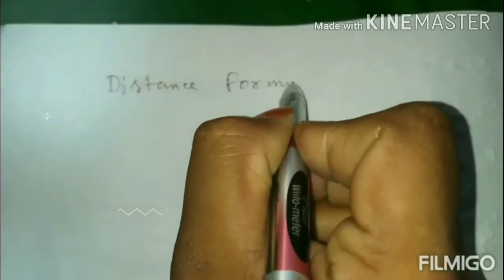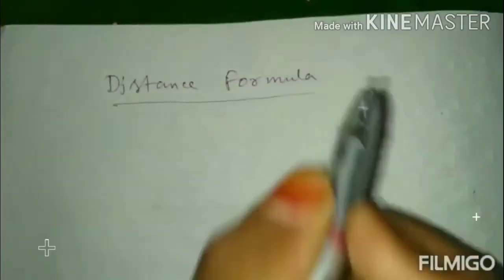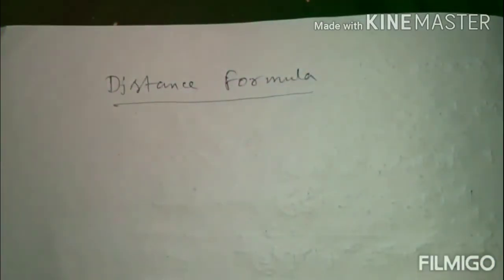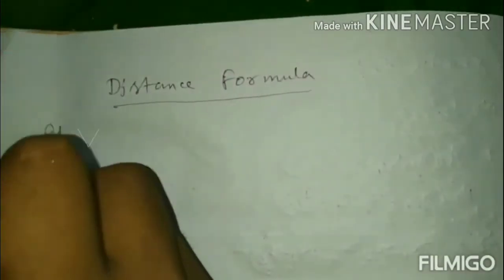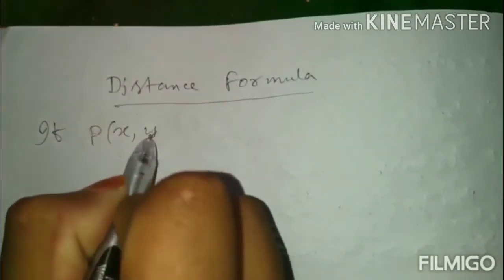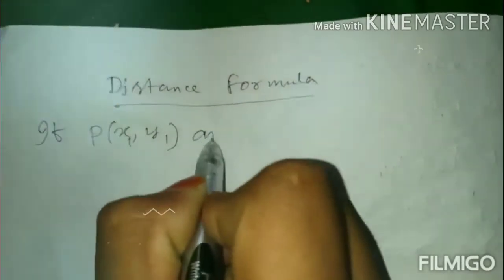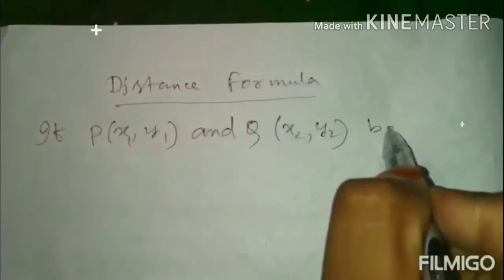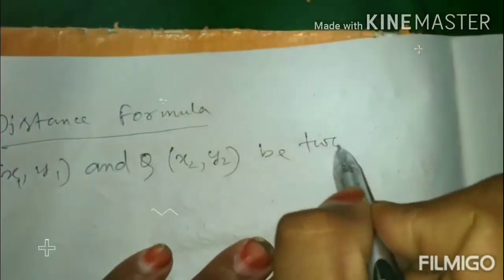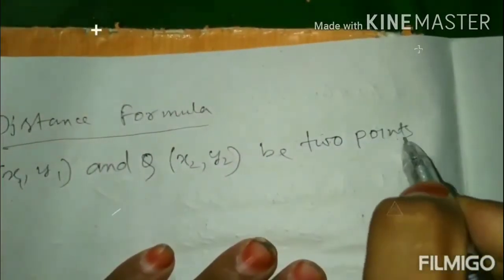So before going to the exercise, we first have to know about the distance formula. Let us first know about the distance formula, because all questions are going to be solved by the distance formula. Distance formula is denoted by, if P (x1, y1) and Q (x2, y2) are 2 points.